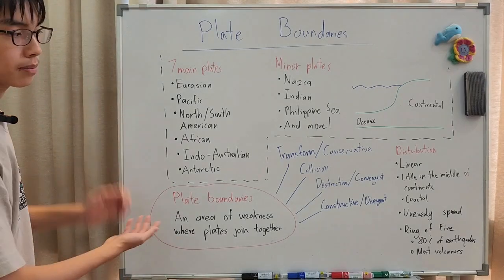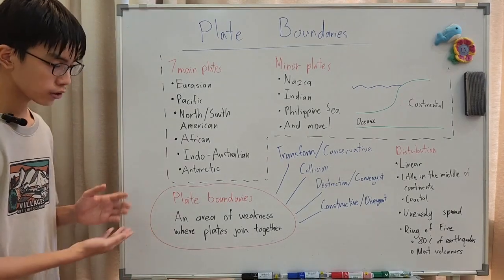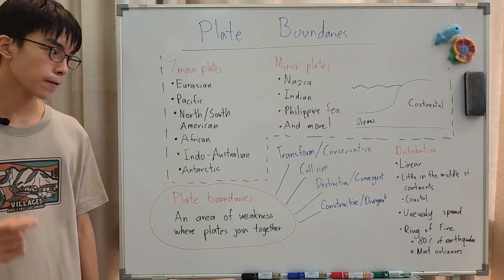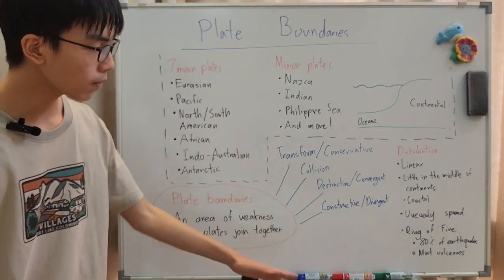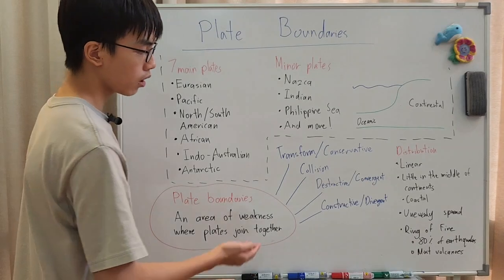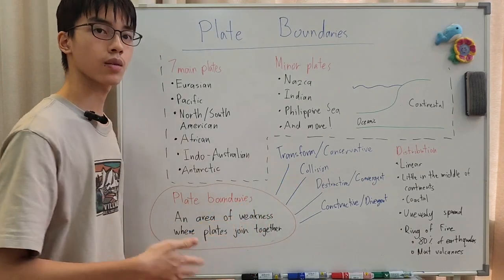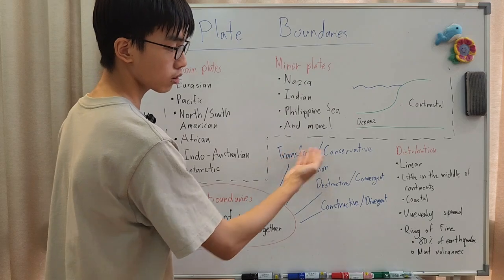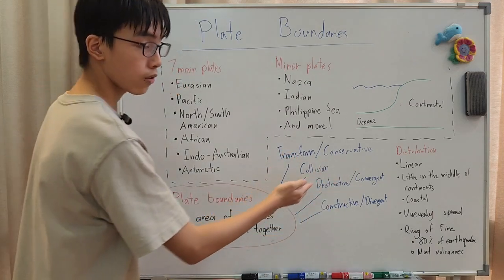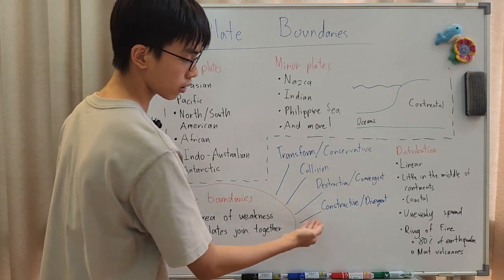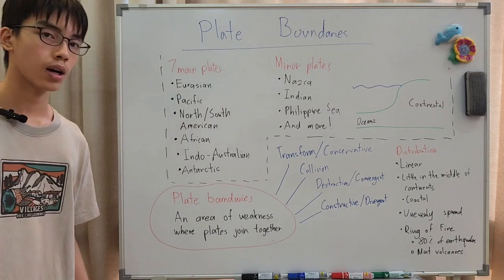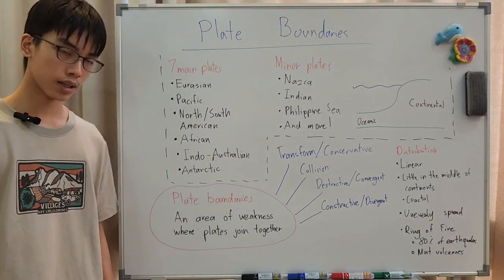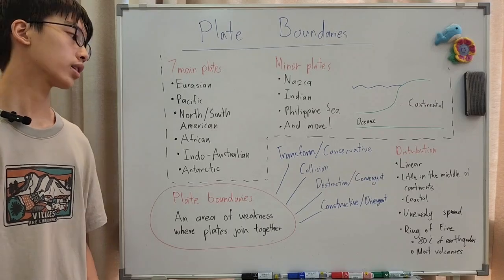So let's talk about plate boundaries themselves. Here's the definition: an area of weakness where plates join together, and it's split into 4. There are different names for a few. Collision is one sole thing. We'll explain that in other videos. And then you have the transform or conservative plate boundaries, destructive or convergent plate boundaries, or constructive and divergent plate boundaries. These occur because of different movements of the plate tectonics, and we'll go over them in our next videos.